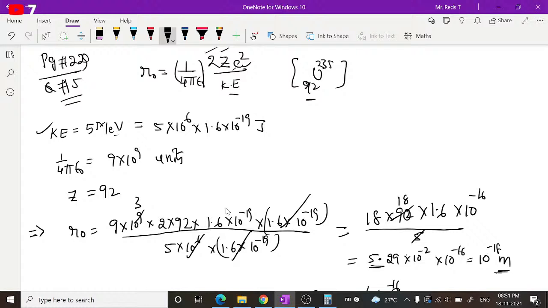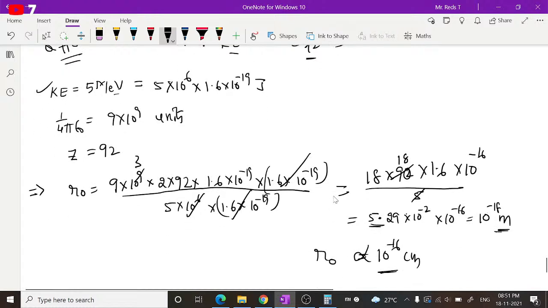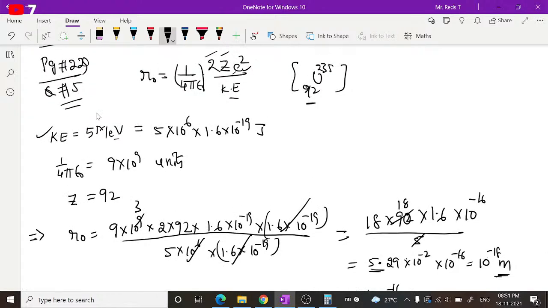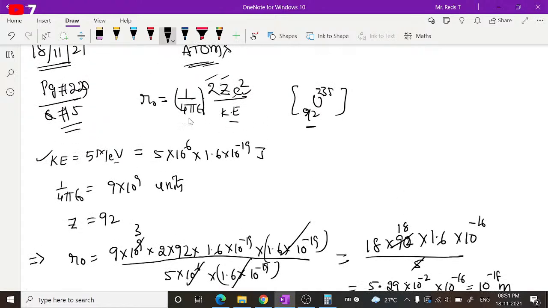Cross works, cross works. Same only. Okay. Then, yeah. So then, cross check whether we forgot any conversion relations. One by four pi epsilon naught value, is this in SI units?